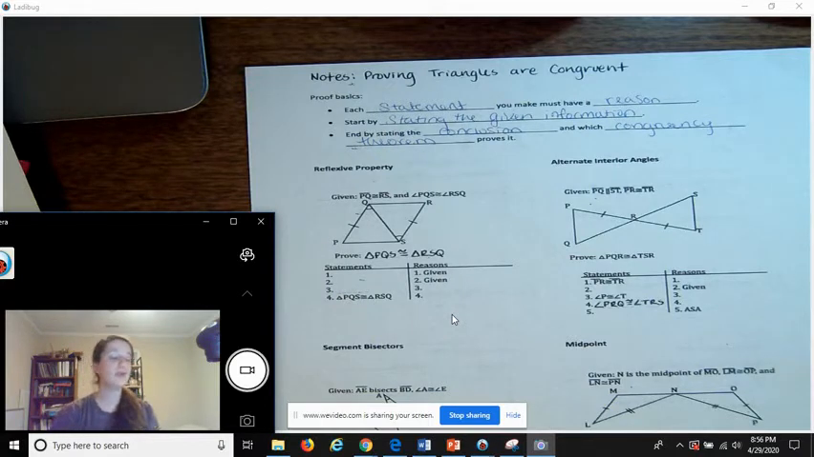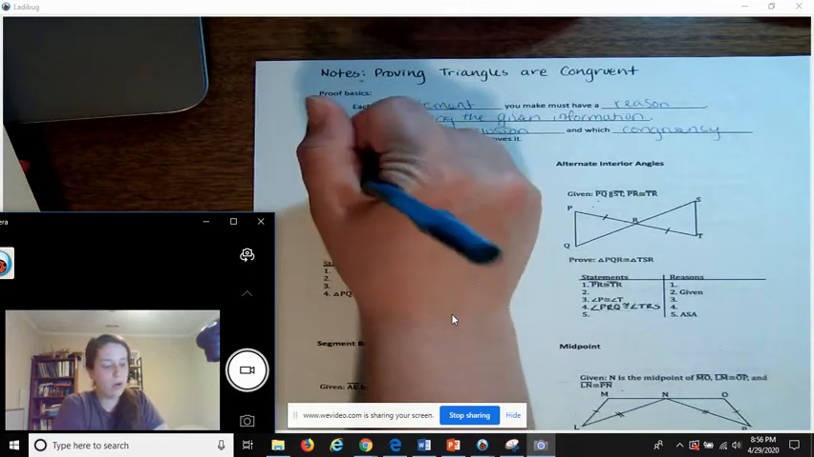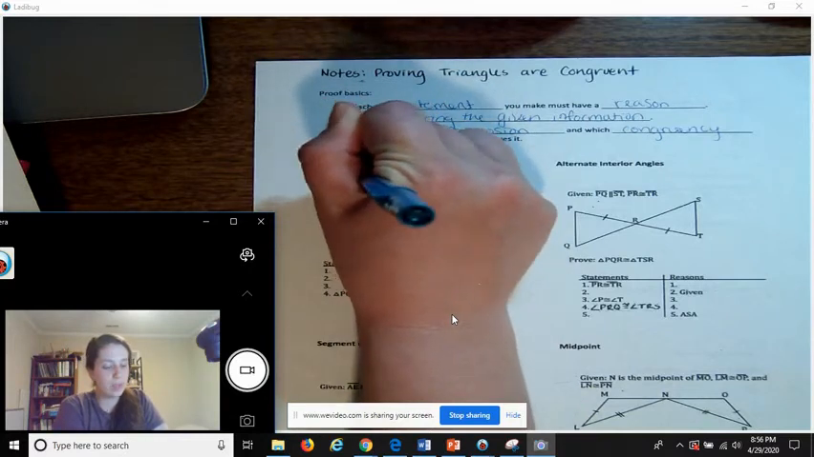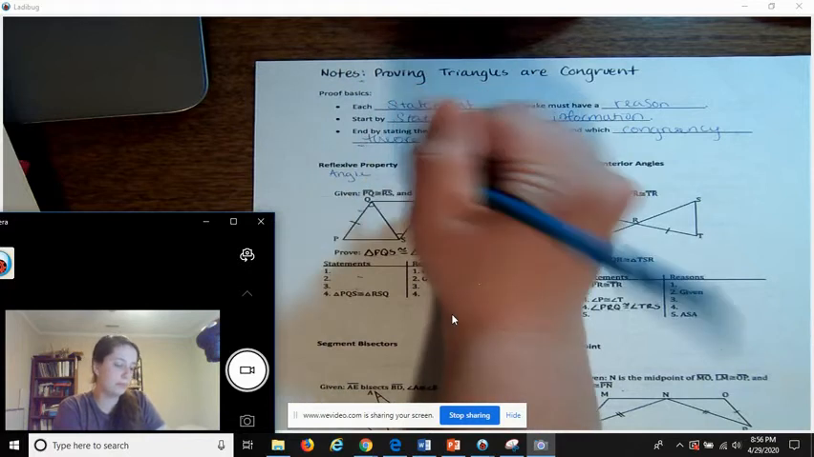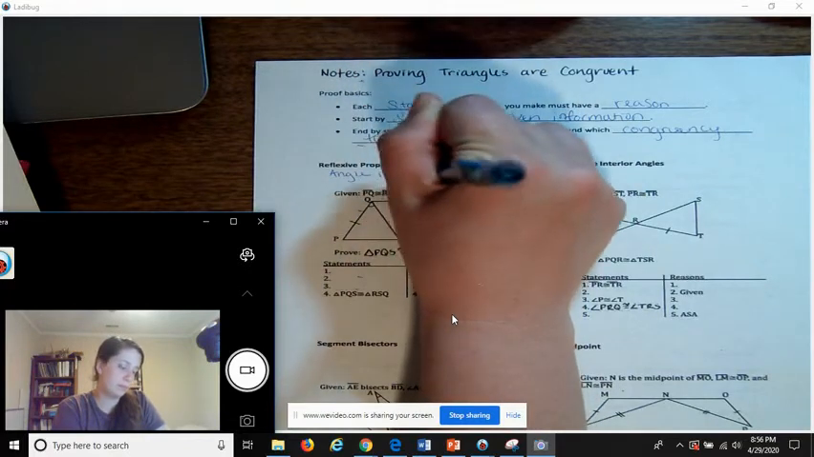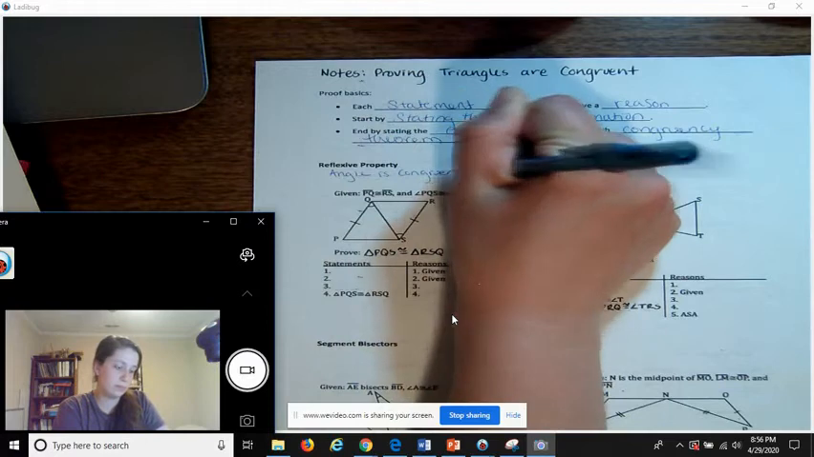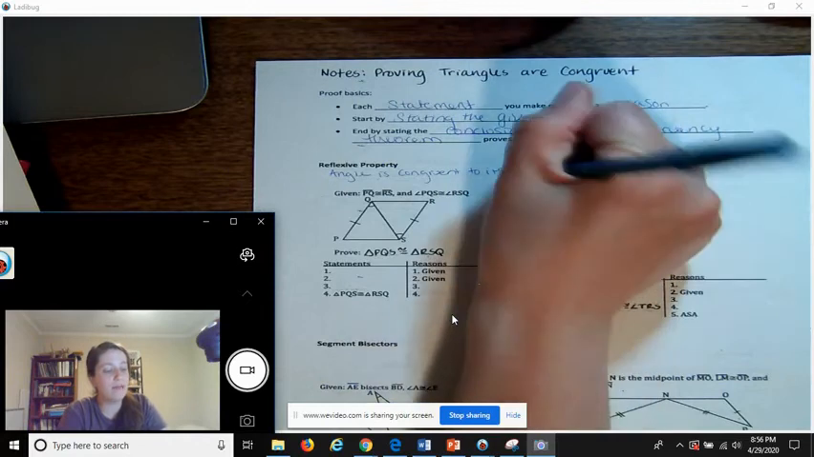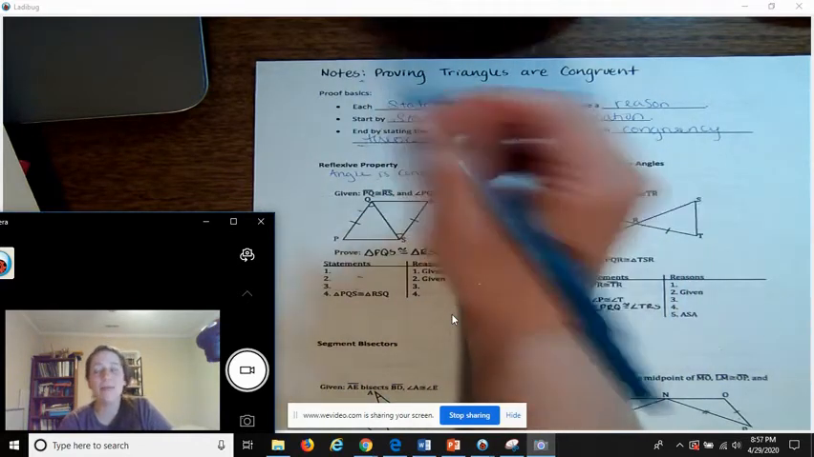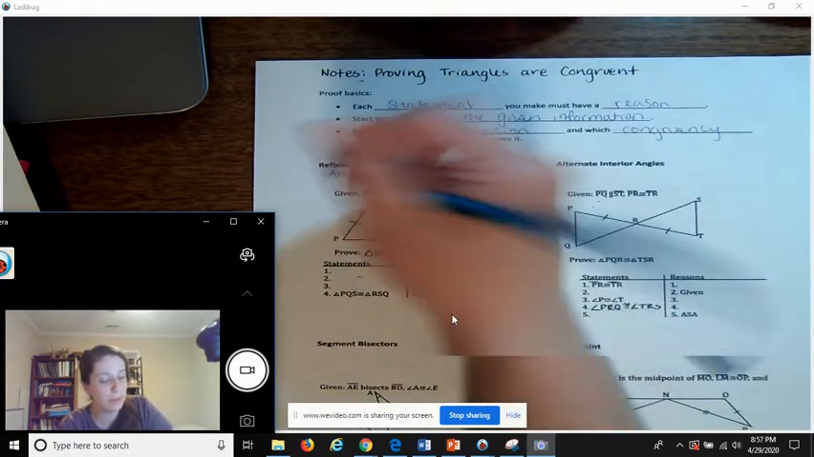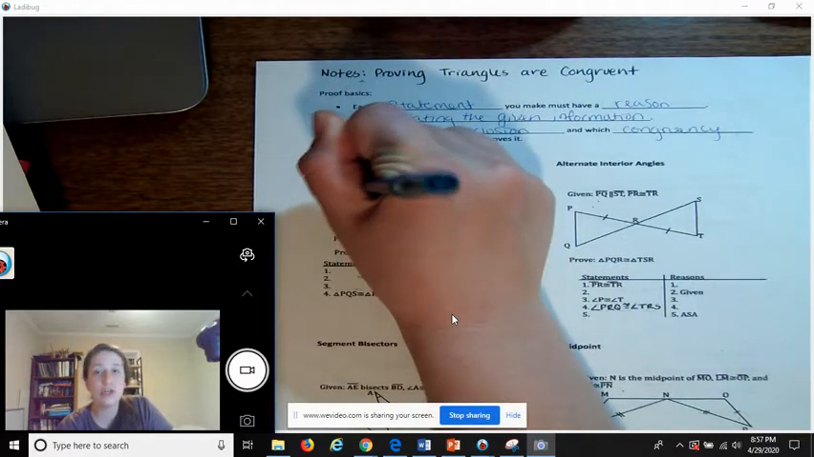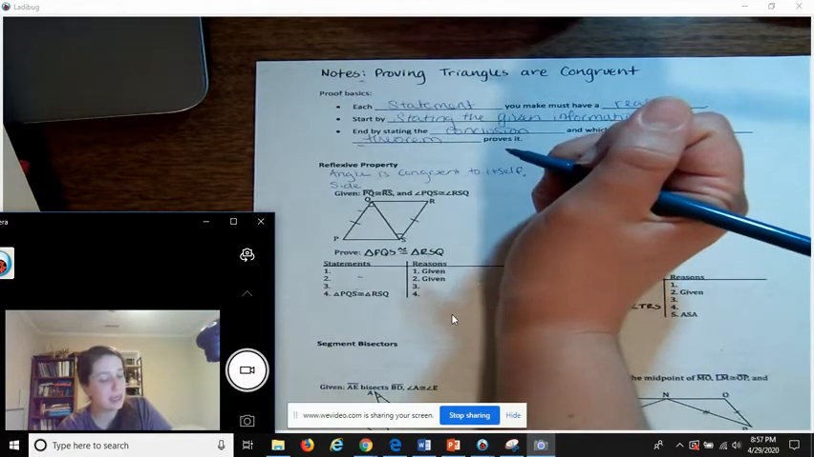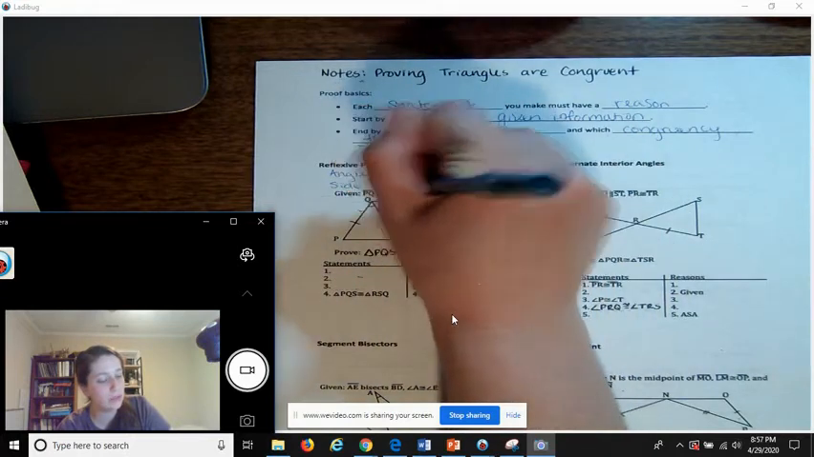Okay, so there are two little properties that we want to remember here. The first is the reflexive property. This is when an angle is congruent to itself. Or you could also have a side is congruent to itself. It's when anything is congruent to itself. But in terms of triangle congruency, we're looking at angles and sides. So when a side is congruent to itself.